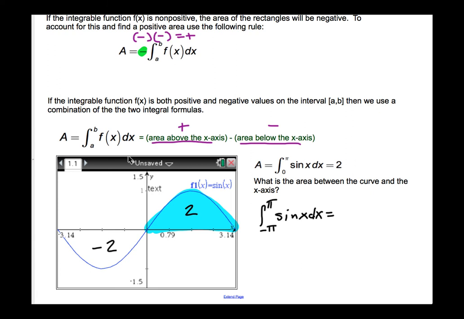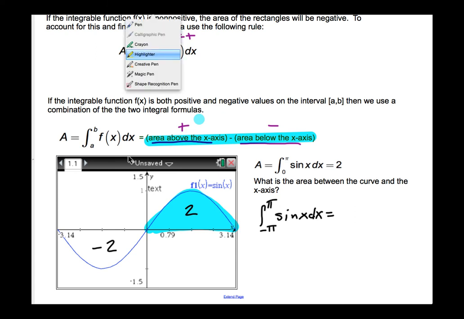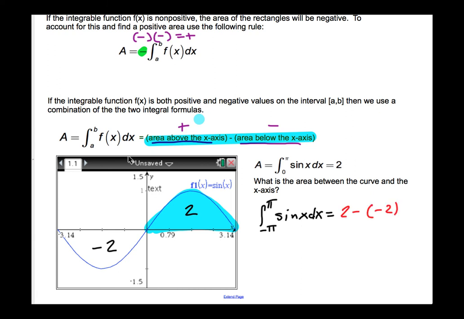And we just follow our rule that was given to us above. So we're just looking at this rule right here, okay? The area above the x-axis minus the area below the x-axis. So when I do that, I'm going to end up with the area above the x-axis minus the area below the x-axis. And that's going to give me a total of 4 units. And so that is going to be the area under the curve for this particular problem.